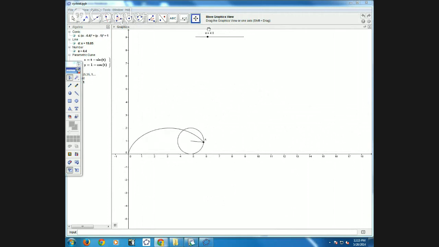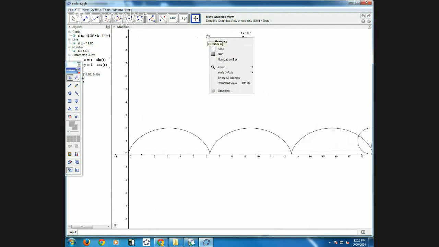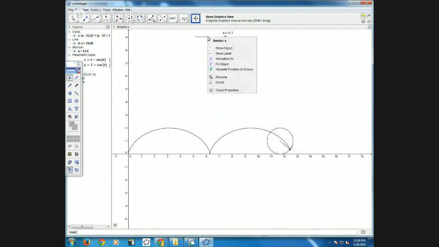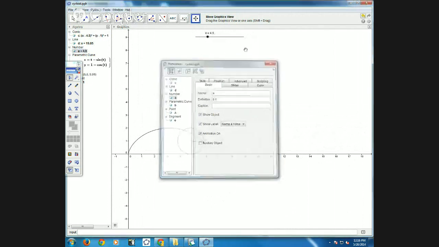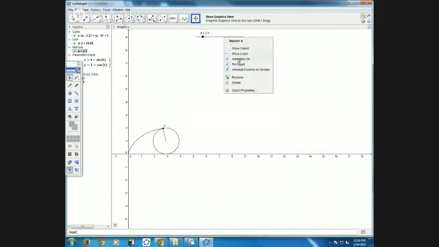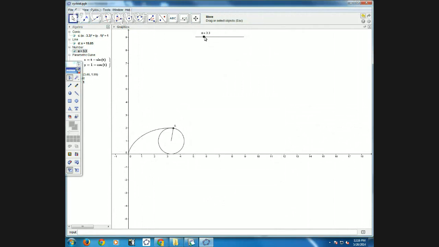This is one really cool thing about GeoGebra. You can turn the animation off. With GeoGebra, you can either have the animation run automatically, or you can make it run manually.